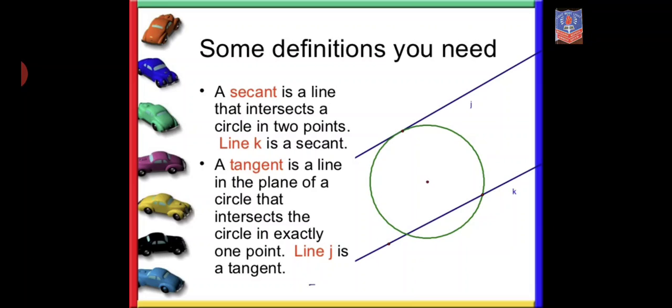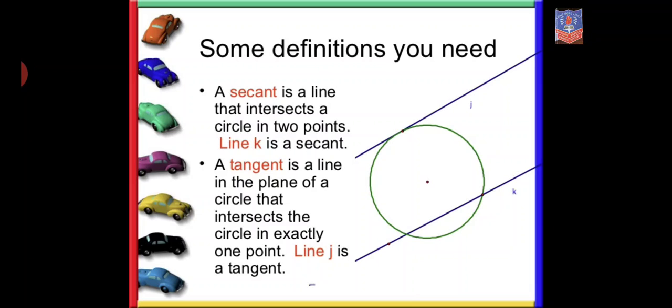Okay, now comes the main definition, that is a tangent. What do you mean by a tangent? A tangent is a line in the plane of a circle that intersects the circle in exactly 1 point. You can see that there is a line J which is intersecting the circle at exactly 1 point. So this line J is called the tangent to a circle. First of all, the circle and line should be in the same plane. What is a plane? Your paper, page of your notebook or our blackboard, these are all what? A plane. So if a line and a circle are lying in the same plane and the line is intersecting the circle at exactly 1 point, then that line is called a tangent to the circle.